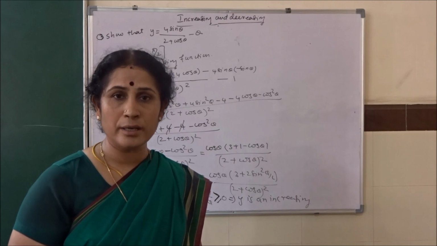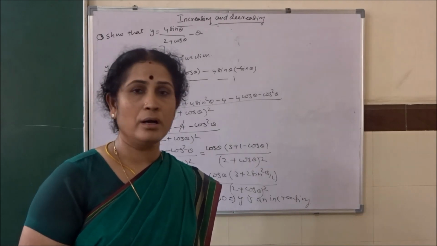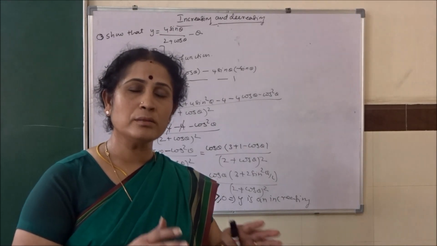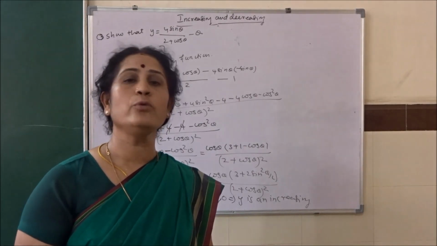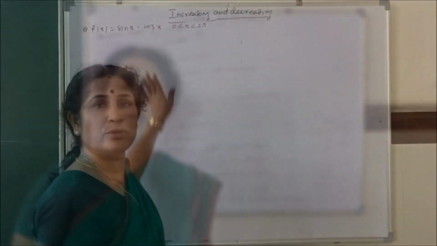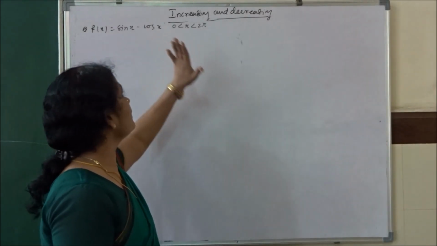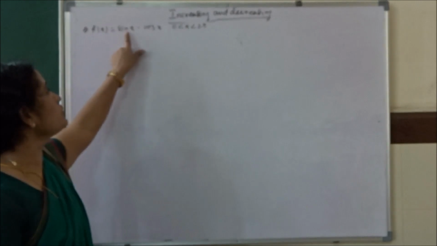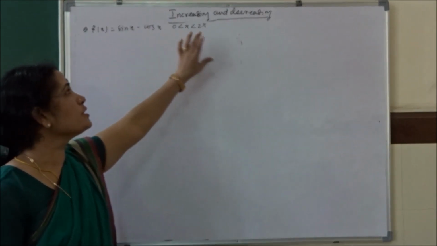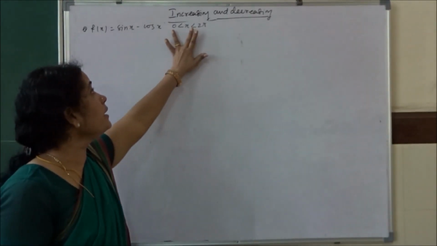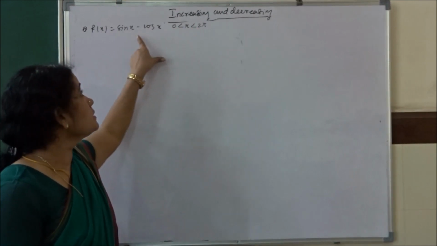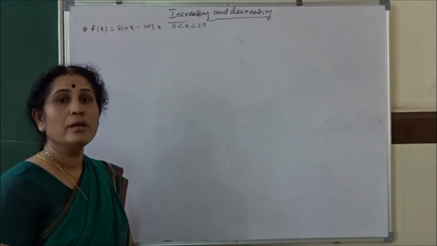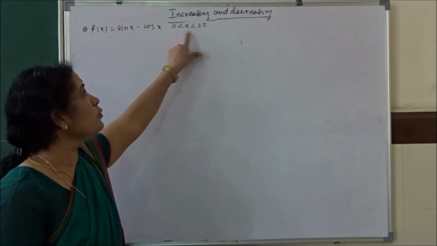You take NCERT again. I am saying this time only. Take NCERT. You should be very thorough in NCERT questions. Then only you can do. Anyhow, this is the last example for increasing, decreasing. Again, find the interval where f of x equal to sin x minus cos x is increasing, decreasing in the interval 0 to 2 pi. If it is trigonometric and the interval is not given, even then you have to consider 0 to 2 pi.